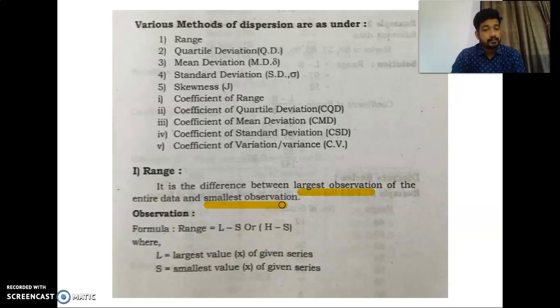Now we just have to see the formula also. The formula is very simple, because this is a very simple point of this unit of dispersion, but again this is a part of the syllabus that we have to go through. So the formula is L minus S or H minus S. L means largest value of X in a given series, S means smallest value, or H means highest value, and S means smallest value. So I hope you understand this point very well. We will move to the next slide.